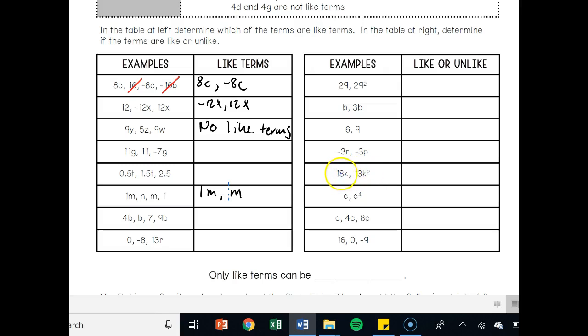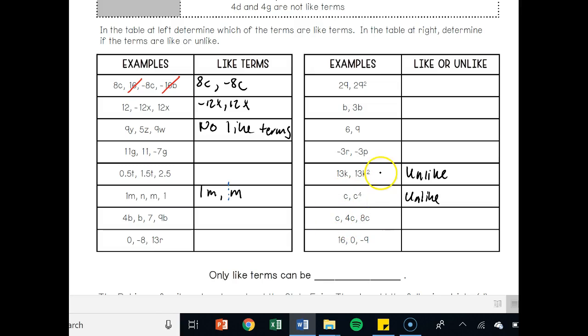If we take a look over to the side, 13k and 13k squared. These are not like terms, or sorry, we should say unlike, because this column tells us to say like or unlike. Unlike, because they have a different exponent. This one's just k, this one is k squared. Same with c and c to the fourth. They are unlike, because that one says c, but that one says c to the fourth.